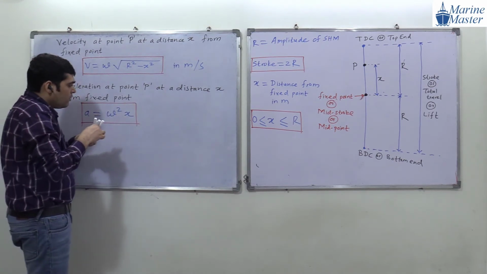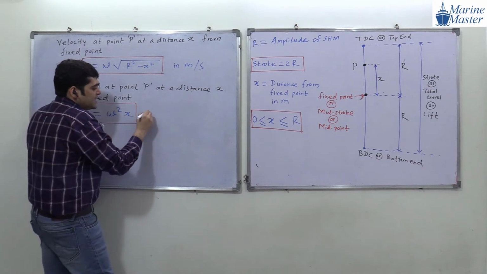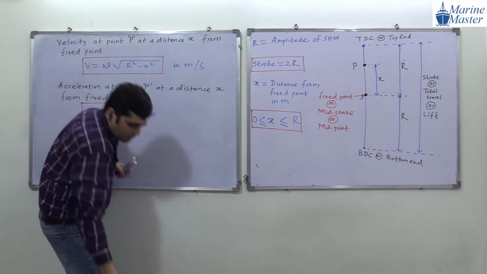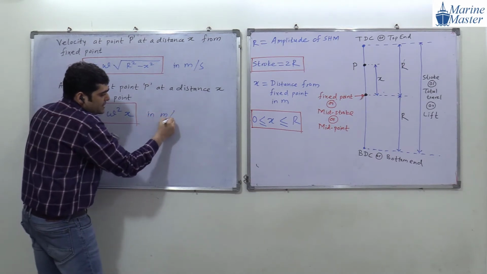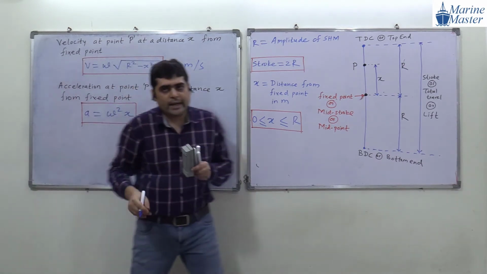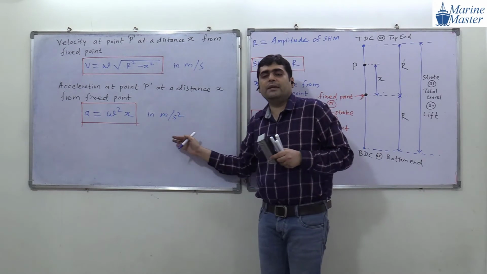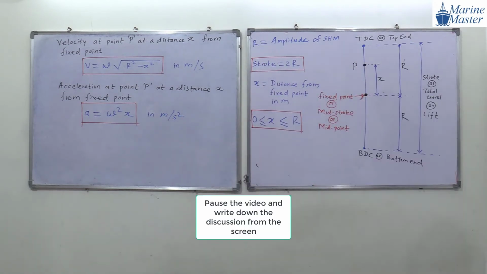In what will be the unit of acceleration, everyone? Acceleration is in meter per second square. Okay, everyone, please write down these two relations. This relation is very, very important to us.